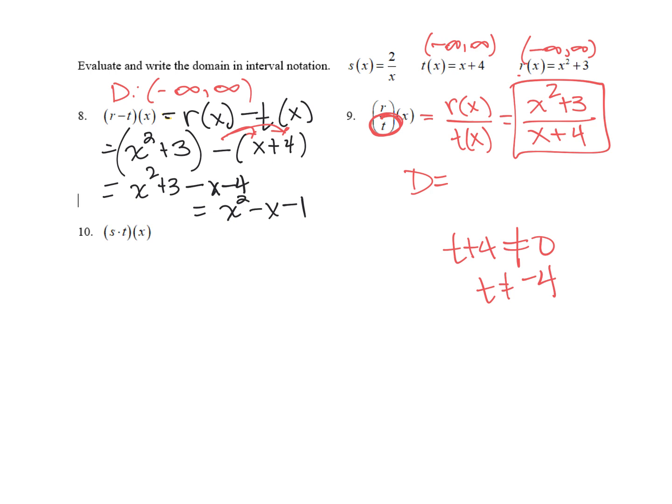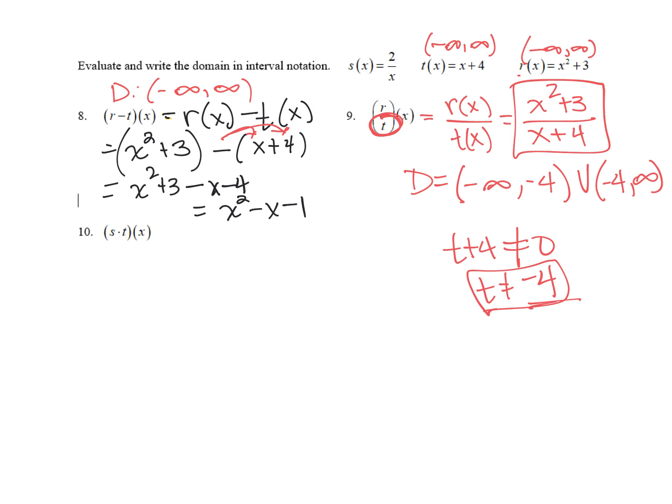So I have to write my interval notation excluding negative 4. So that's going to be negative infinity to negative 4, unioned with negative 4 to infinity, because we have to exclude the value of negative 4.